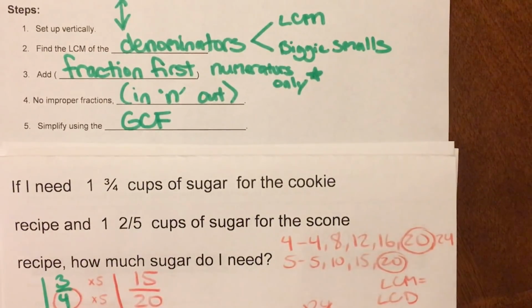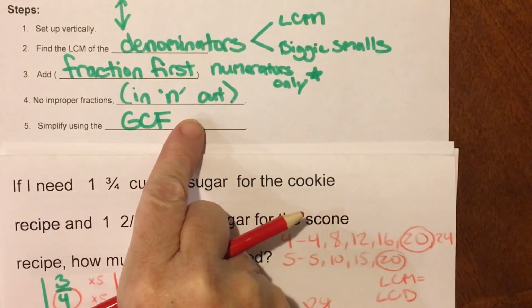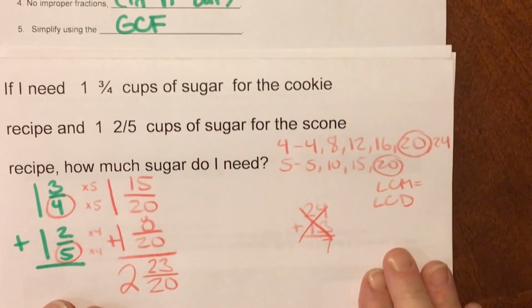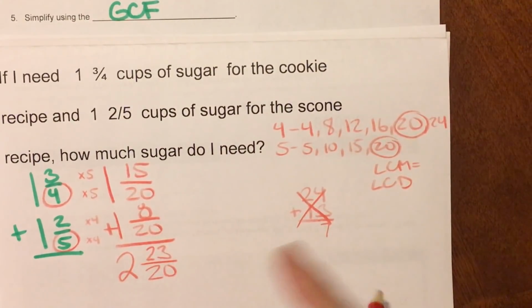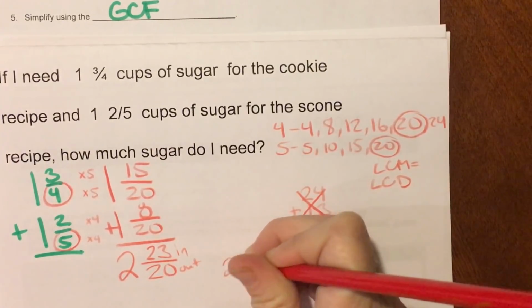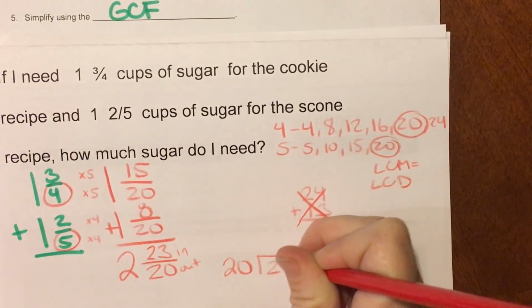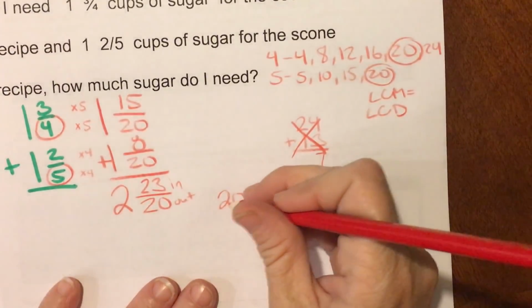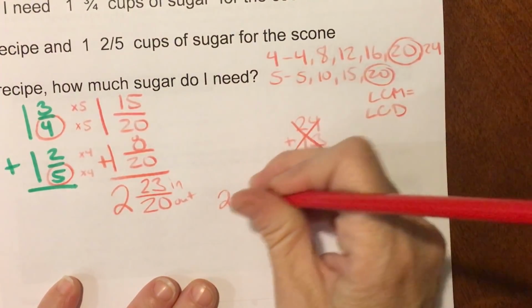Let's look at our next step. Now, no improper fractions are allowed. Okay, this is improper. So I'm going to use in and out and fix it. My 20 is going to go outside. My 23 is going to go inside. 20 can go in once.